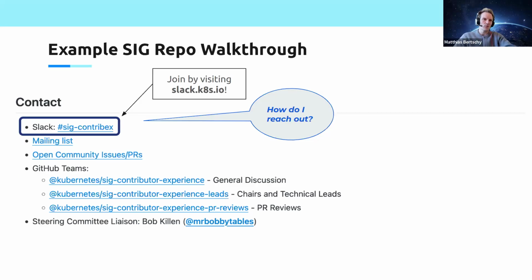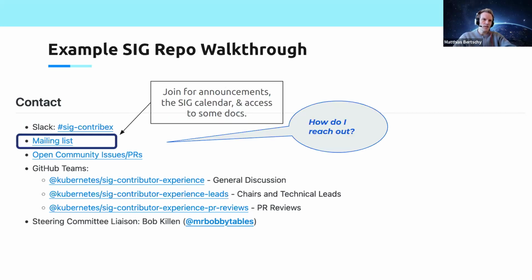You will also find contact information for the SIG. Most SIGs in Kubernetes do a lot of asynchronous work in the Slack channel. So I suggest that you start visiting slack.kubernetes.io and register yourself in the Slack and start exploring the different channels, if you haven't done so already.